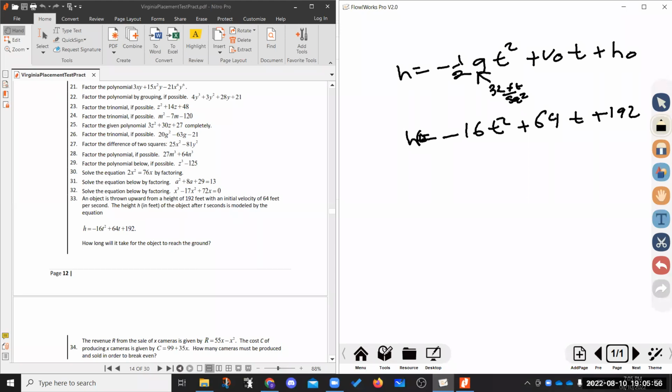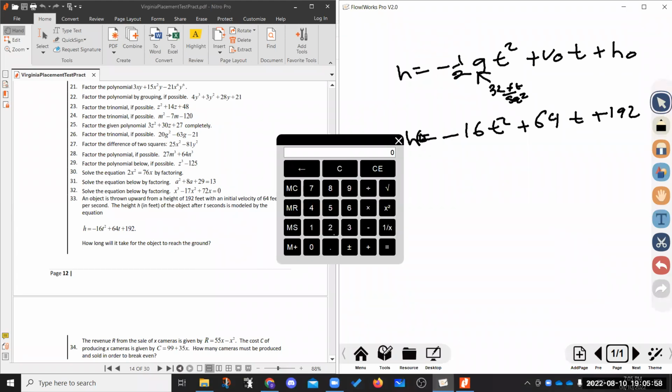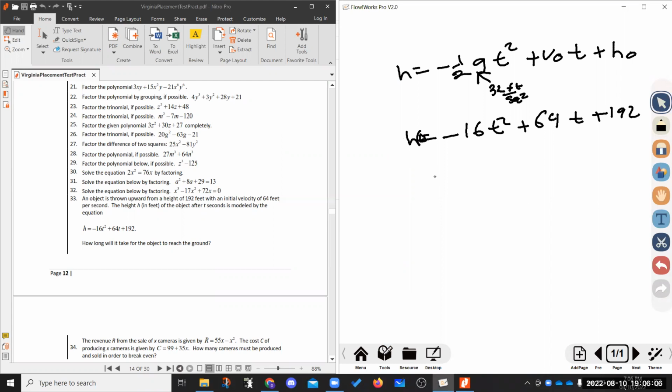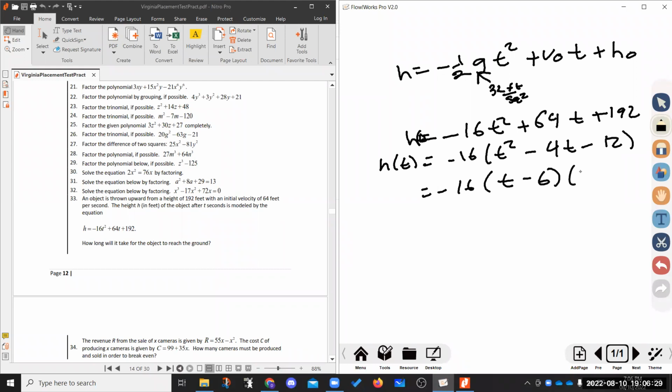Is 192 divisible by 16? Yes, 12. So h of t is negative 16 times t squared minus 4t minus 12. So we've got negative 16 times t minus 6 times t plus 2.